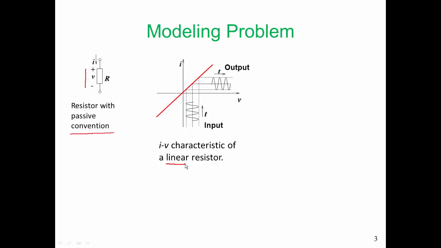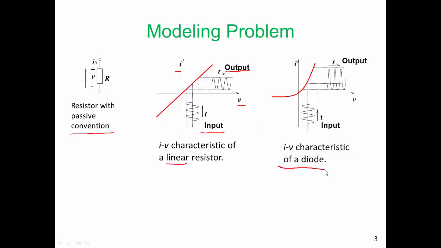For a linear resistor, this is our characteristic. The relationship between the instantaneous current and the instantaneous voltage is a straight line. So if we apply a sinusoid at a single frequency as our input, we will have a sinusoid at the same frequency at the output, and there will be no harmonic content.